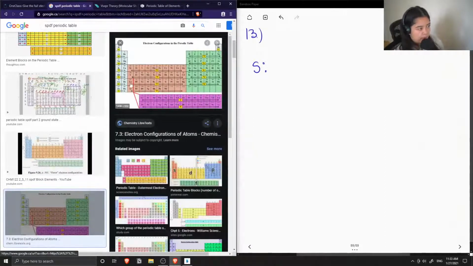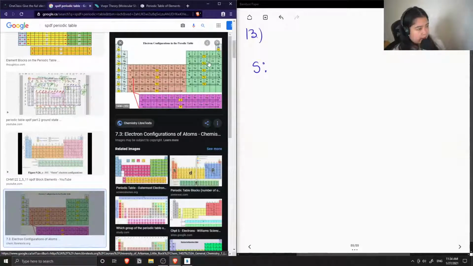So our first two rows is the S block, and then this green portion here is the P block. The middle transition metals is the D block. And finally, these last two rows, the lanthanides and actinides, is the F block. And then we try to find sulfur on our periodic table. So it's right here, atomic number 16.